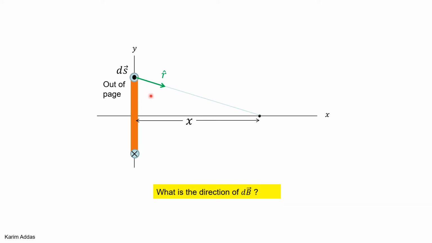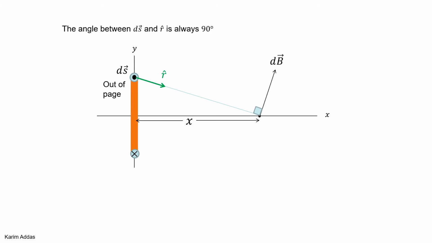So what's the direction of the magnetic field due to this element of current at the top of the ring only? If you take ds out of the page and take ds cross r hat, you can show that the direction of the magnetic field should be perpendicular to the r hat unit vector and perpendicular to the ds vector, and it will point in this direction.